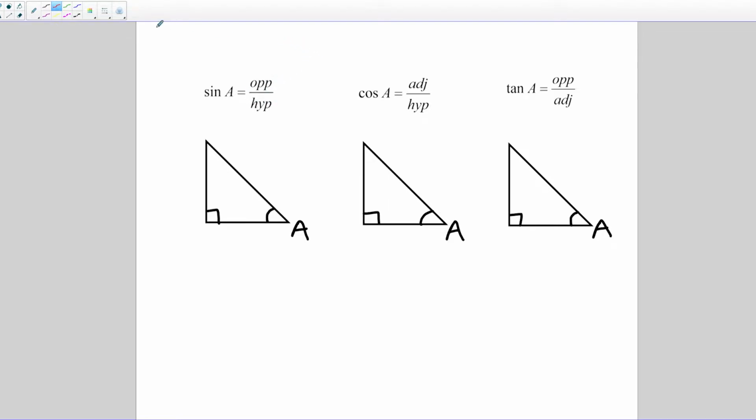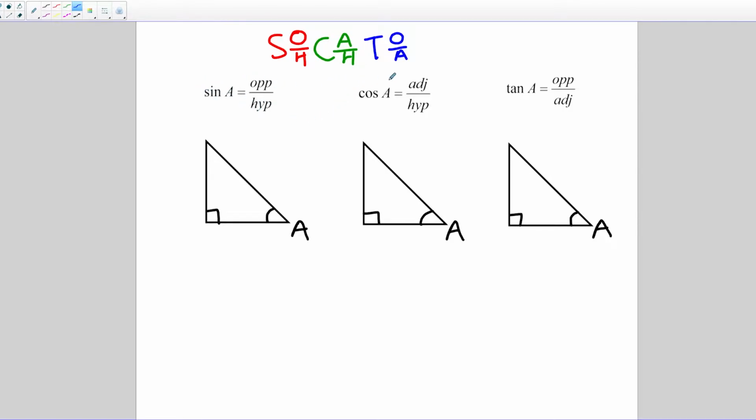First of all, let's take a look at the acronym that we can use to help us use the trig ratios. We have SOHCAHTOA, which is SO, sine, which is opposite over hypotenuse. We have CA, which is adjacent over hypotenuse for your cosine ratio. And then finally, we have TOA, which is your tangent ratio of opposite over adjacent. So putting that all together, we have SOHCAHTOA.